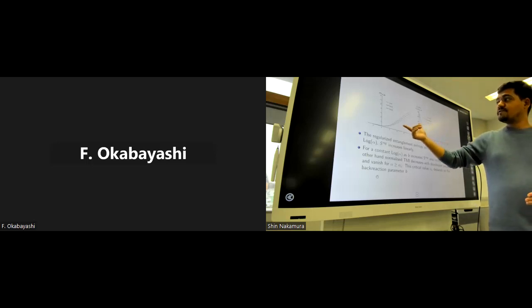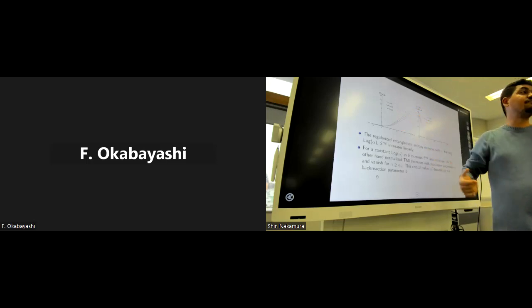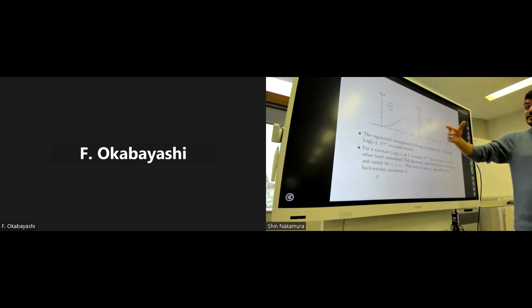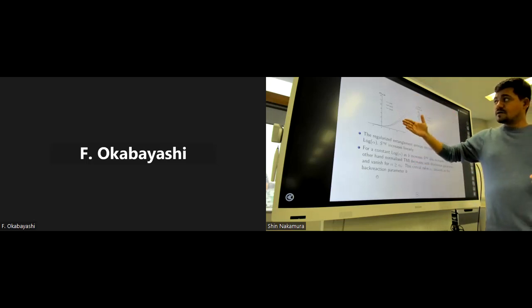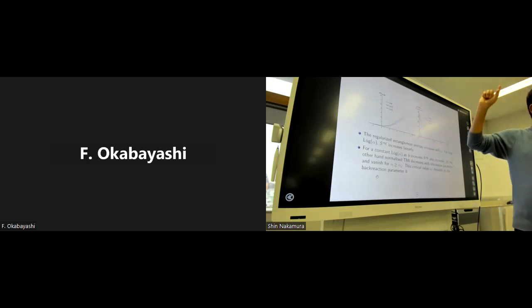Okay, so for different values of B, if I fix my alpha, if I take a constant value of alpha, and I see what the effect of this B is, then I can see that if I keep increasing B, this regularized entropy will increase, which was actually also observed in the previous case where we explicitly had the rho dependence in the entanglement entropy formula.